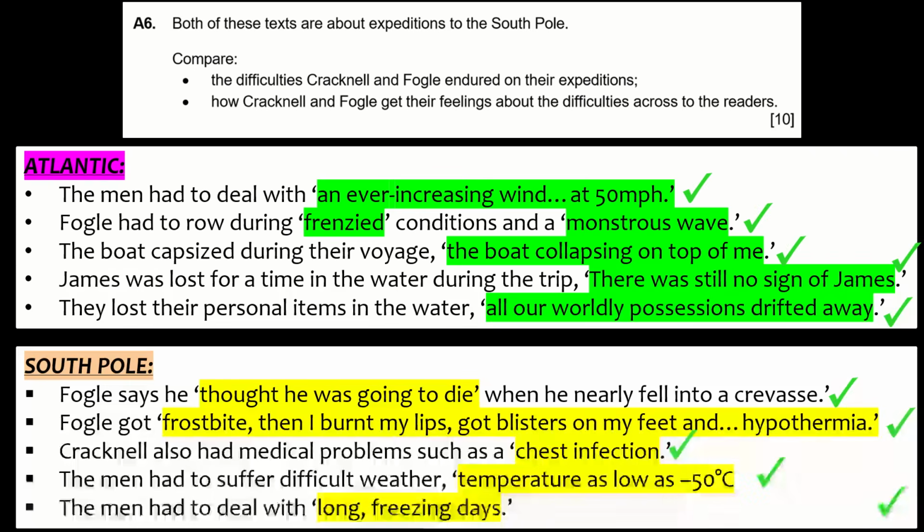So again, all the examiner would do is mark my quotes. Like I say, this would get you 8 out of 10. If you're someone looking for 9 or 10, you could maybe zoom into a few of these quotes. So you could zoom into monstrous and say, this shows the wave that was on Fogle was dominating and intimidating. You could maybe zoom into the word frenzied and talk about it being like the conditions were very manic and intense.